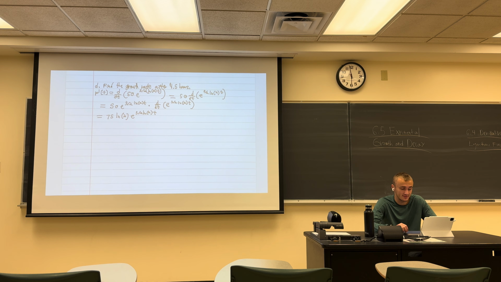Now we have to plug in our time. So now P prime of 4.5 is going to be this right here, but with 4.5 in there for t. Then we calculate that. So 75 ln of 2 e to the 3 halves ln of 2 times 4.5. And that's going to equal 5596 cells per hour.